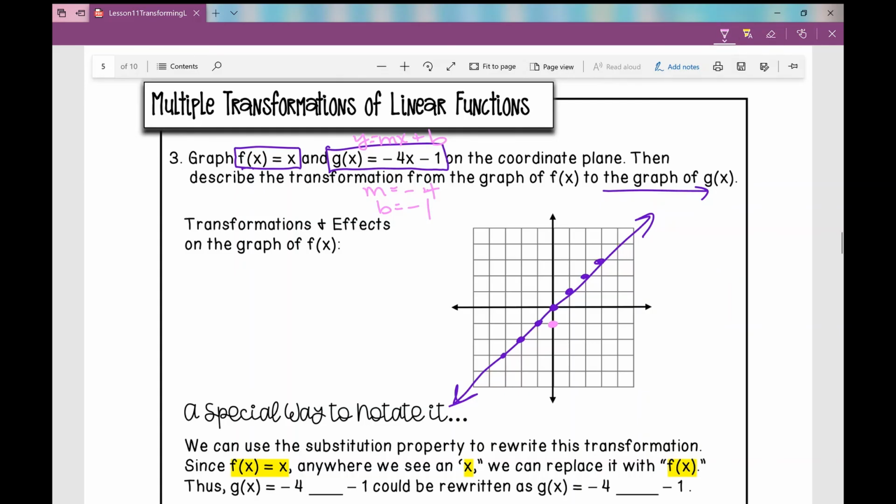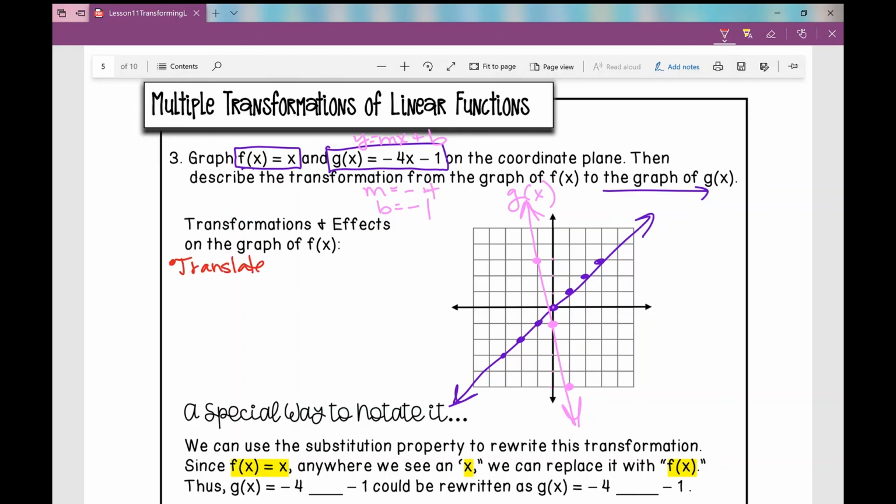Or a lot of students like to graph, okay, if it's negative, I'm going to go down 4, and then I'm going to go this way. But could I also go up 4 and go this way? Wouldn't those points fall on the same line? Yes, they would. And I've got a negative slope here. So this right here is the graph of g of x. So what transformations and effects on the graph of f of x took place here? Well, the graph has been translated 1 unit down, and I'm just going to write it kind of shorthand.